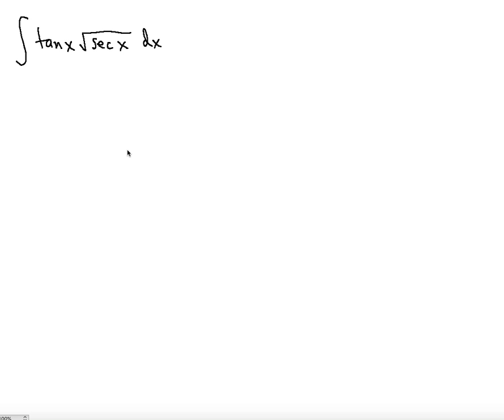Find the antiderivative of the product of the tangent and the square root of the secant. What you want to do is write the tangent as sine x divided by the cosine of x, multiplied by the square root of 1 over cosine of x dx, right? Because you know that the secant is 1 over cosine, so inside the root you're going to have 1 over cosine. So now look what happens.